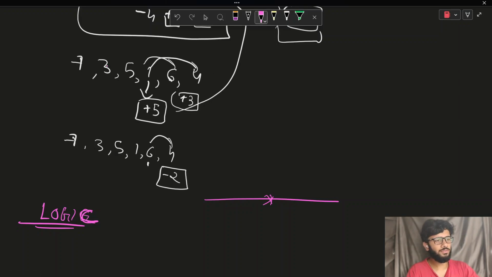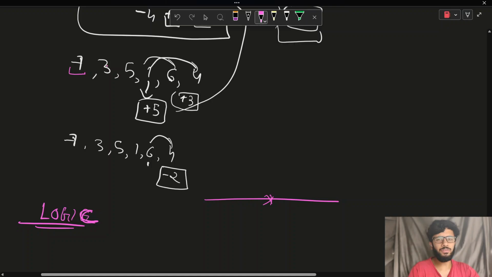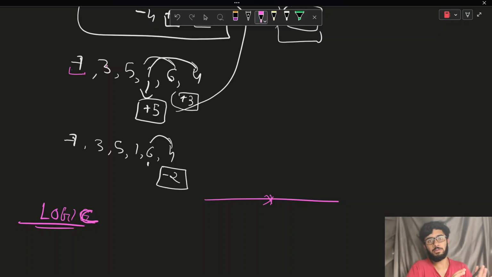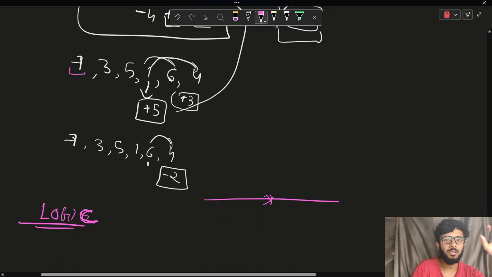Because if I start from the front and keep track of the maximum element, I might not get the perfect number, because even if I get 7 as the maximum element, I can't sell my stock on a previous day. So I have to keep track, from the last, of which number is the greatest. Along with that, whenever I encounter a number smaller than that greatest number, I will check whether it gives the greatest profit I've got or not.